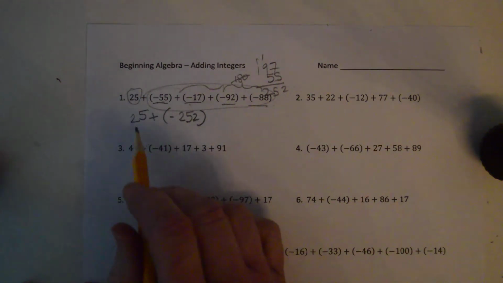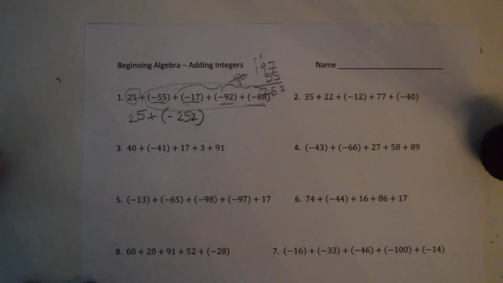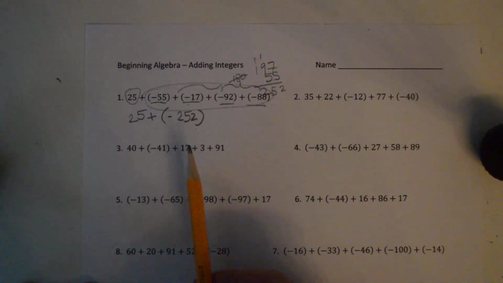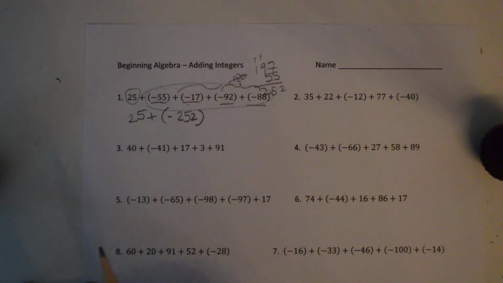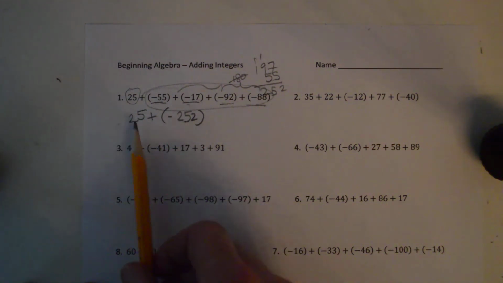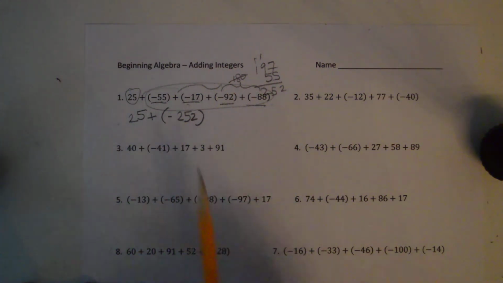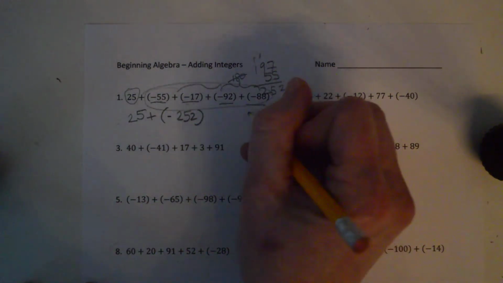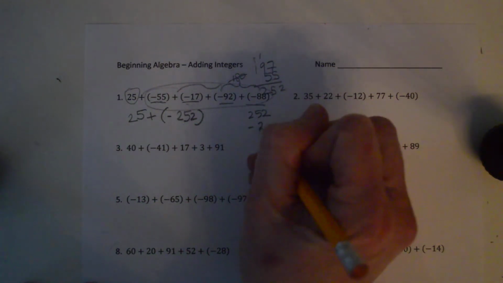All right, so now I'm just adding two integers, just like we've done before. So remember, if the signs are the same, you find their sum. If the signs are different, you find the difference, all right? So the signs are different here. I have positive 25 and negative 252, which means I'm going to find the difference. So I'm going to take 252 and I'm going to subtract 25.